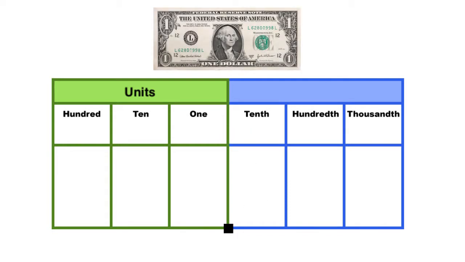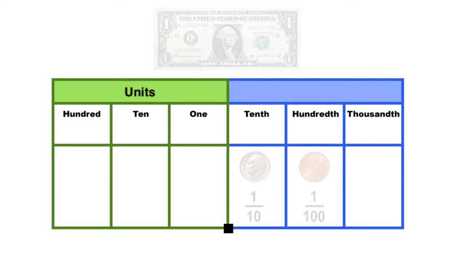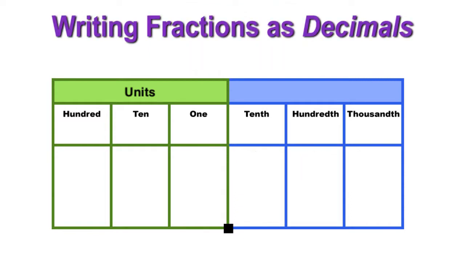Let's use this dollar bill as the whole. A dime would represent 1/10 of the dollar bill, and a penny would represent 1/100th of the dollar bill. The value of the dime can be written in fractional form as 1/10, and the penny can be written in fractional form as 1/100th. Another way to write fractions with denominators of 10 and 100 is with decimals.